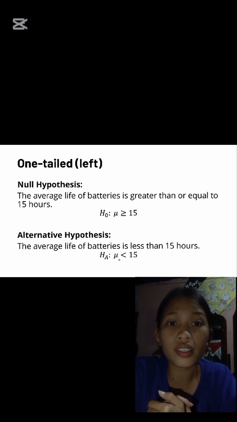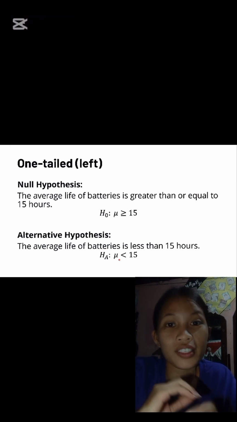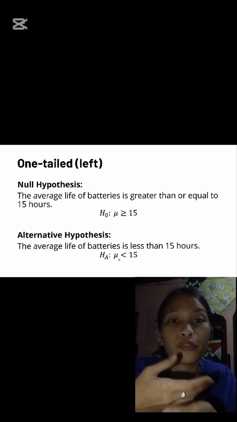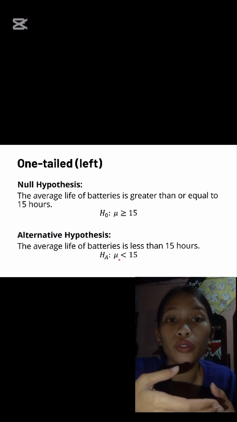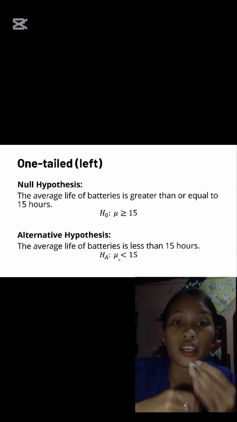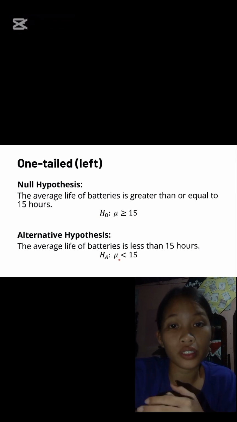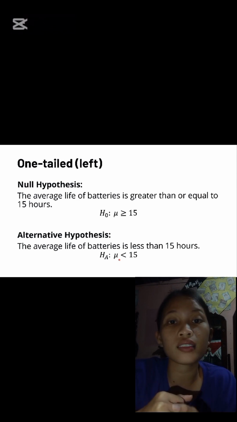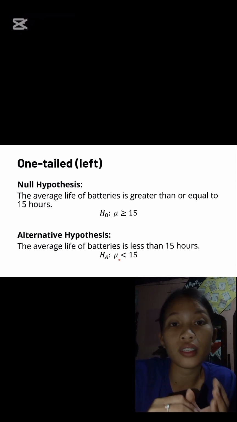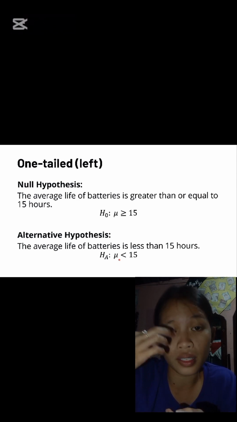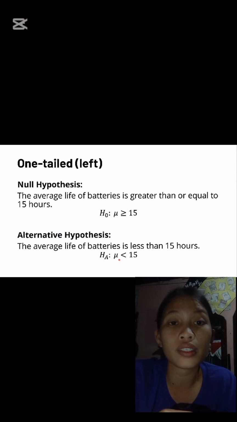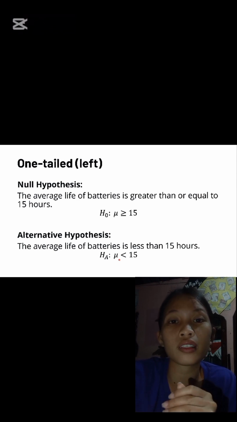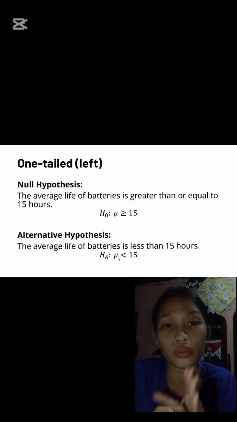Next is the one-tailed test on the left. Its null hypothesis is the average life of battery is greater than or equal to 15 hours. So, the symbol is H sub O mu is greater than or equal to 15. For the alternative hypothesis, because it is on the left, the symbol we use is less than, or words that are associated with less than. So, the average life of battery is less than 15 hours. The symbol is H sub A mu is less than 15.